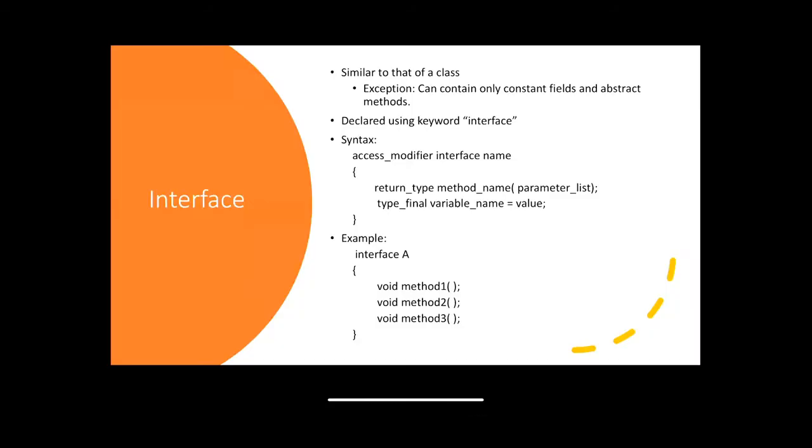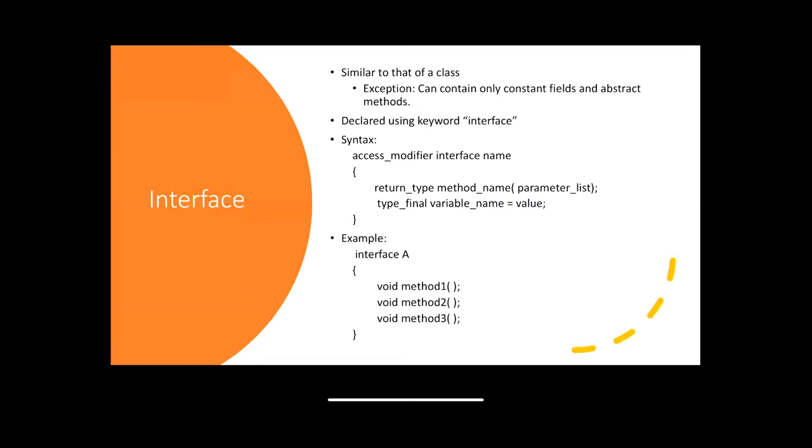Hello everyone. In this video, we are going to understand what interfaces are. Interfaces are similar to classes with an exception that, unlike classes, an interface can have only constant member variables and methods will not have any definition, which means that methods in the interface are by default abstract type.